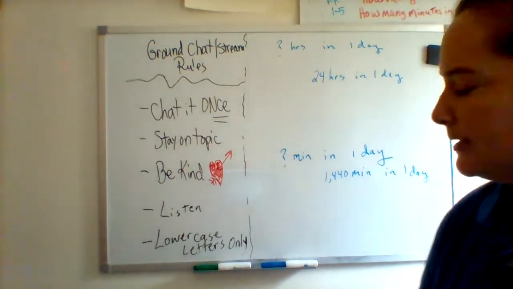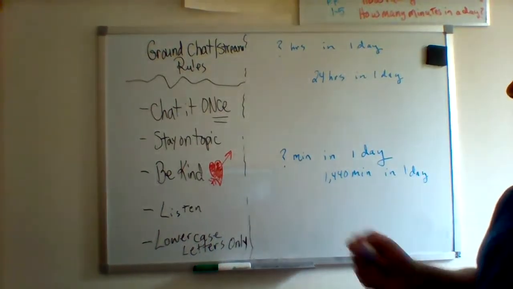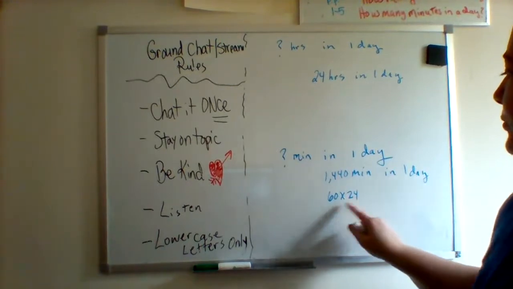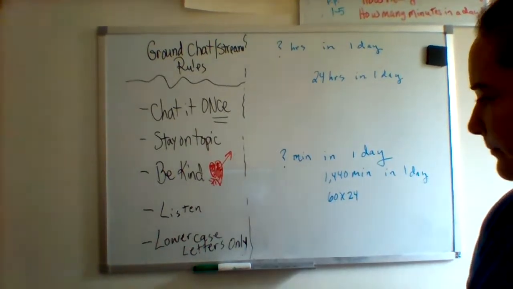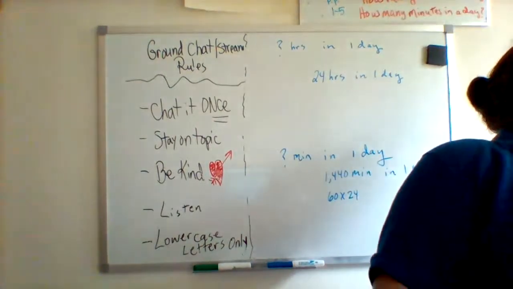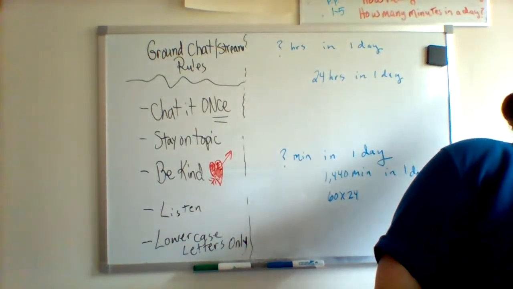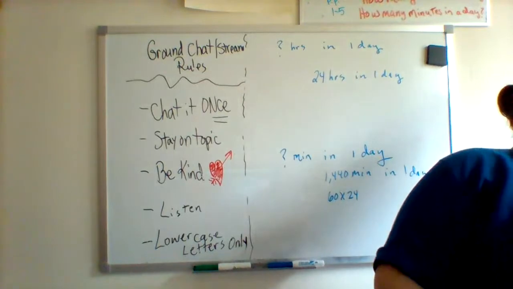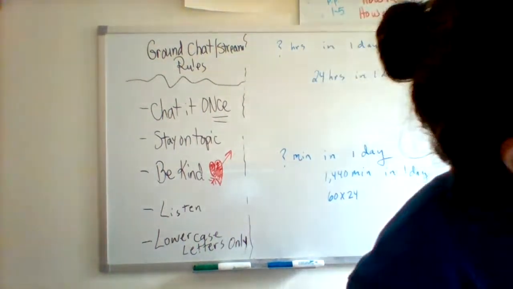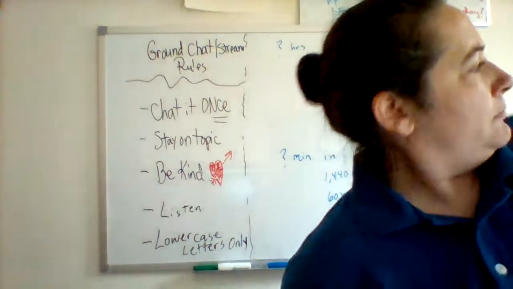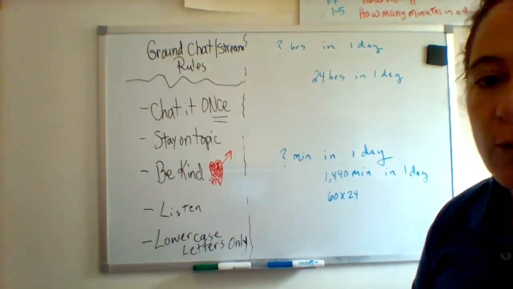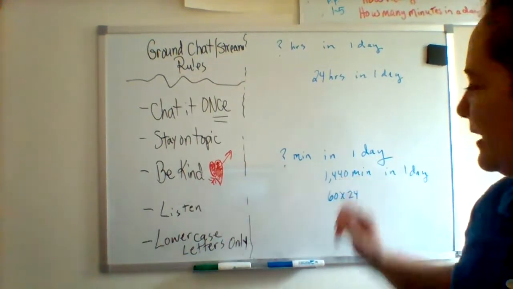I multiplied 60 by 24. Okay. So Alex is saying he took 60, he multiplied by 24. Would you tell me why you decided to do that? And what does the 60 represent? What does the 24 represent? And why does it get the correct answer?